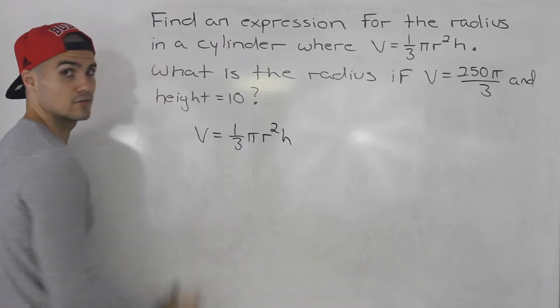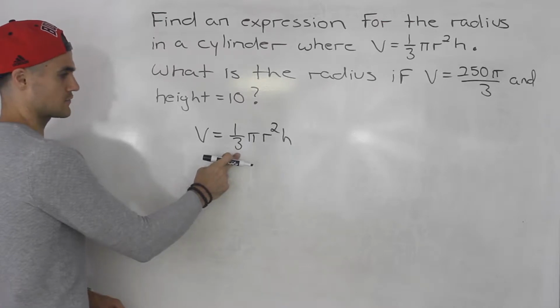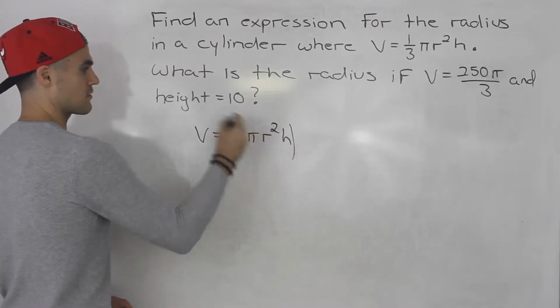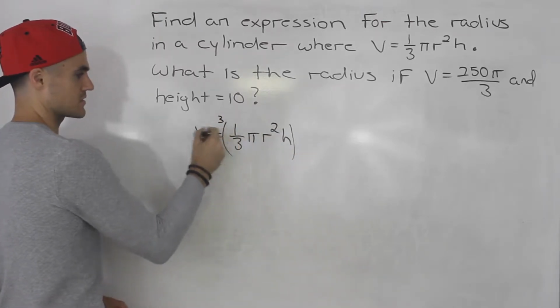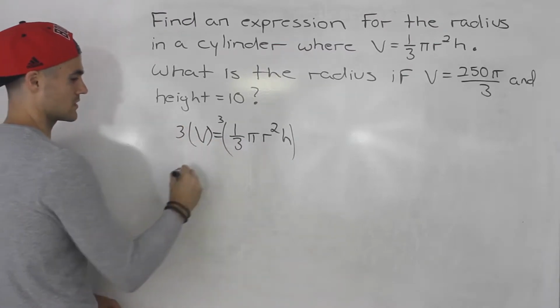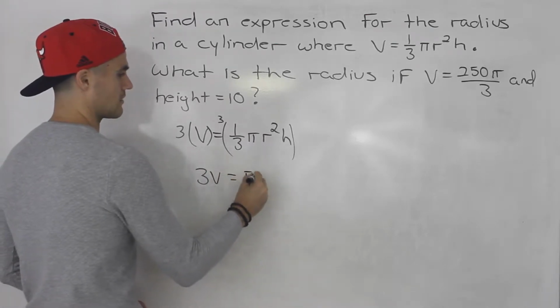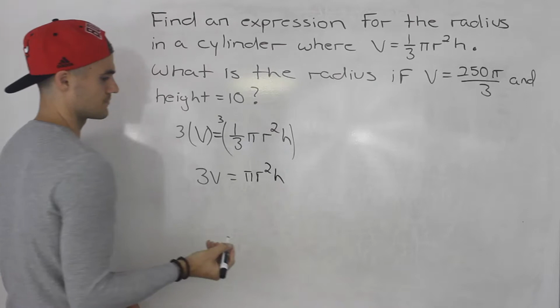We got to isolate for that radius. So how do we do that? Well, let's get rid of this fraction first. So multiply both sides by 3. 1 over 3 times 3 is just 1. And then this V we're going to have to multiply by 3 as well. So we'll have 3 times the volume is equal to pi r squared h.